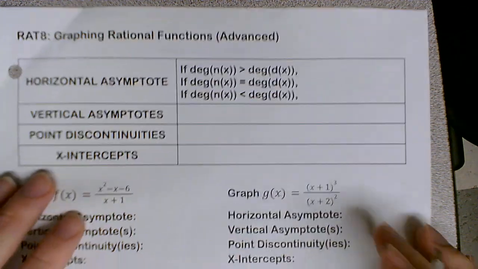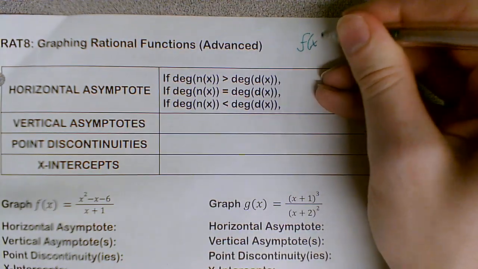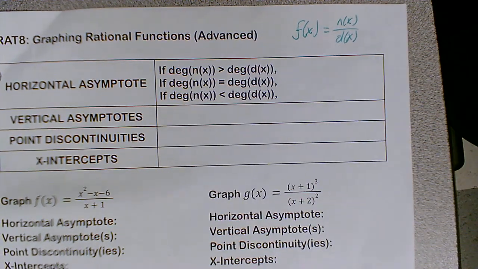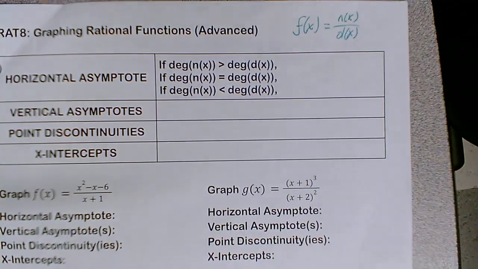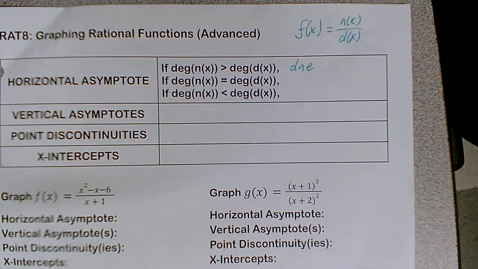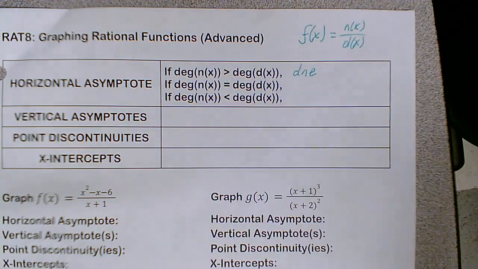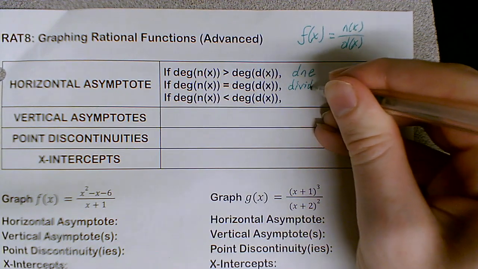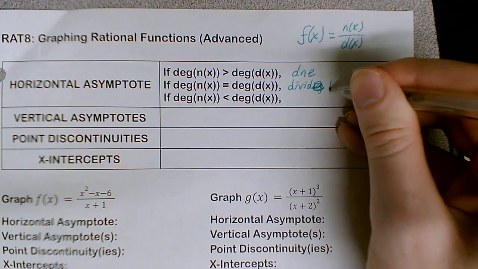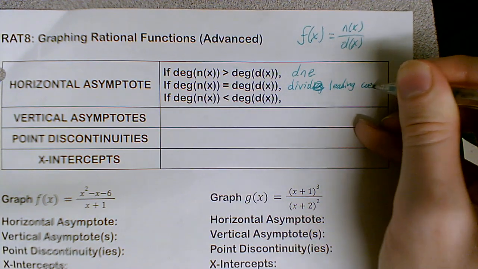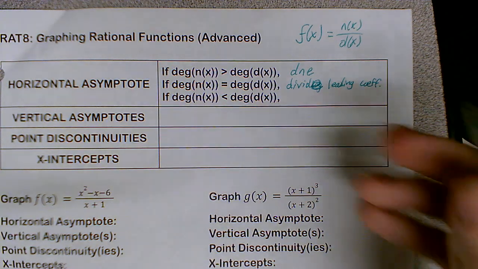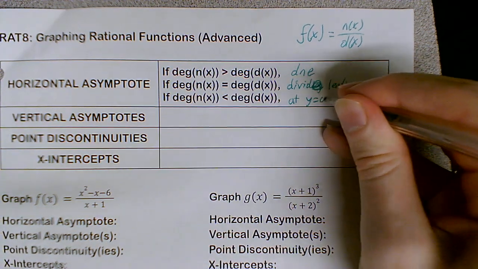Alright, so just as a reminder, rational functions are functions that have a numerator function divided by a denominator function. And just as a recap of the rules, if the numerator function has a bigger degree than the denominator, then the horizontal asymptote does not exist. If the numerator has the same degree as the denominator, then you divide the leading coefficients. If the degree of the numerator is smaller than the degree of the denominator, then the horizontal asymptote is at y equals 0.